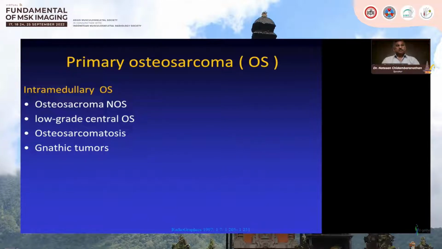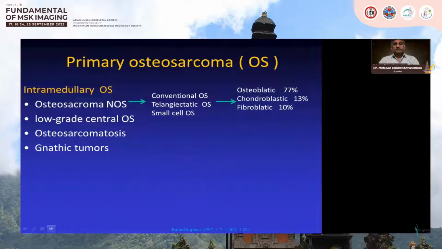The primary osteosarcomas are commonly conventional intramedullary osteosarcomas. Intramedullary osteosarcoma has subtypes. Okay, having high grade intramedullary osteosarcomas, conventional osteosarcoma, telangiectatic osteosarcoma, small cell osteosarcoma. This accounts for the majority of the intramedullary high grade osteosarcomas. Osteoblastic variety is 77%, chondroblastic 13%, and fibroblastic around 10%.